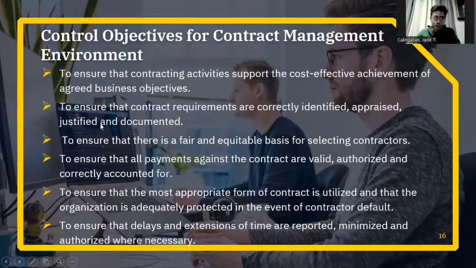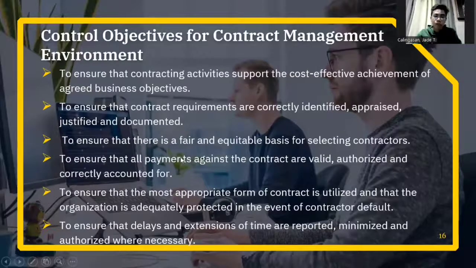Next is to ensure that contract requirements are correctly identified, appraised, justified, and documented. Dapat daw na-identify natin ng maayos, na-budgetan ng maayos, may reasonable and right basis, and dapat properly recorded ang mga contract. Third is to ensure that there is a fair and equitable basis for selecting contractors, meaning no bias or conflict of interest na nangyayari sa pagpili ng mga contractors.